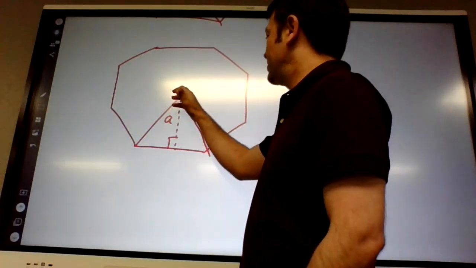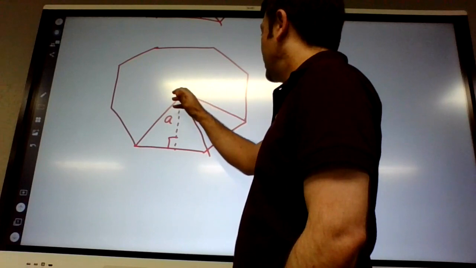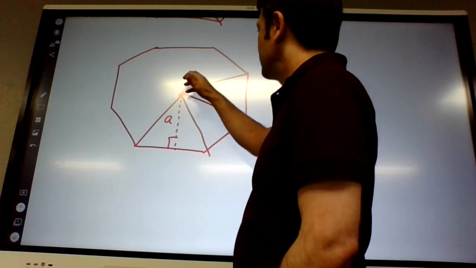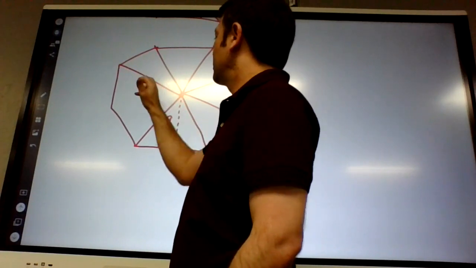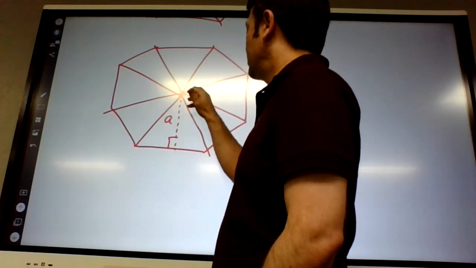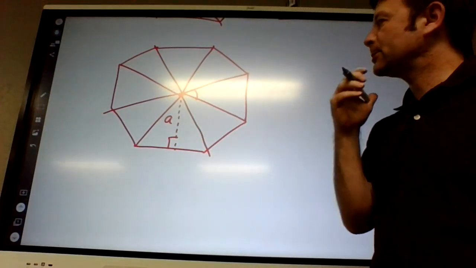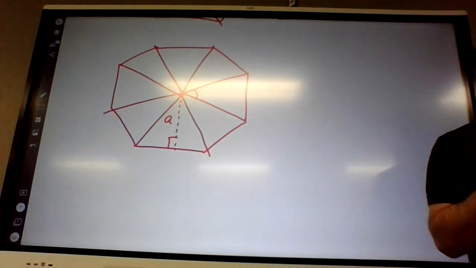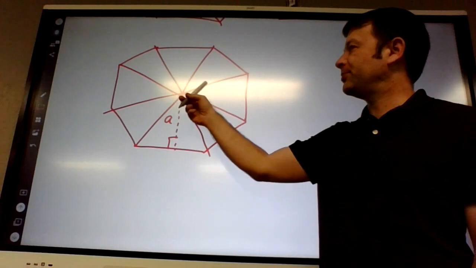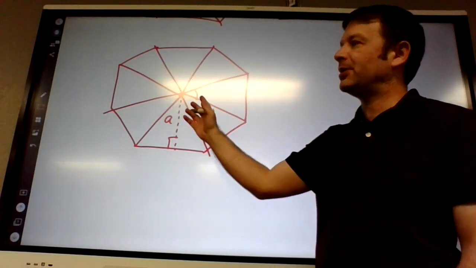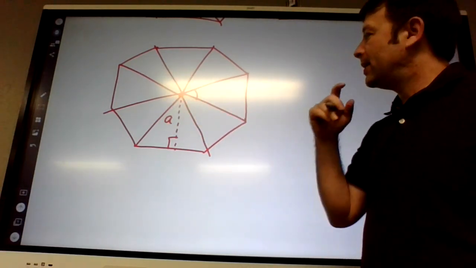By the way, as a reminder, how do I find one of these central angles in here? You divide by 360. 360 in a circle, so 360 divided by, in this case, octagon, divided by 8.